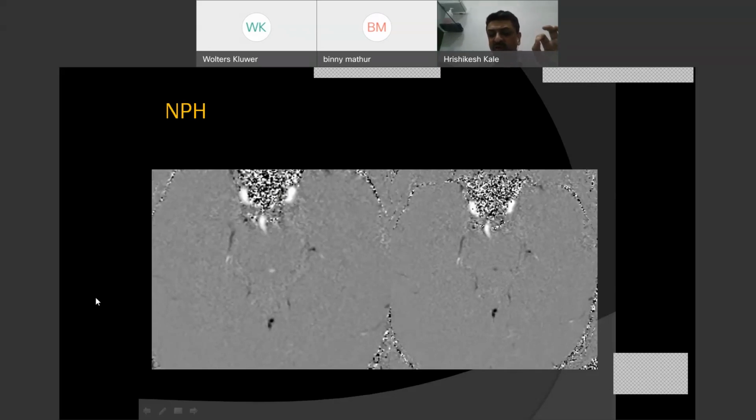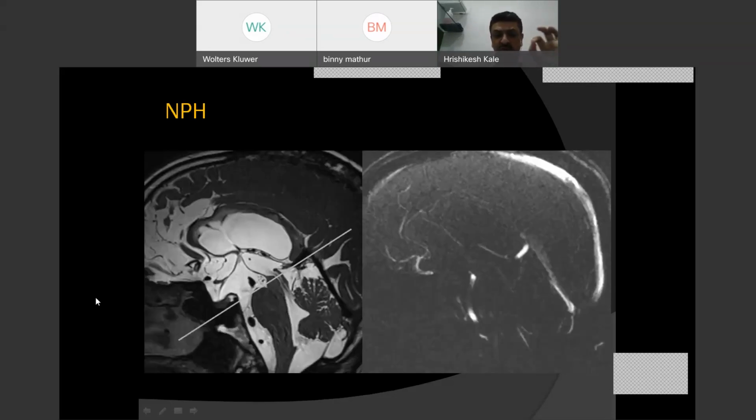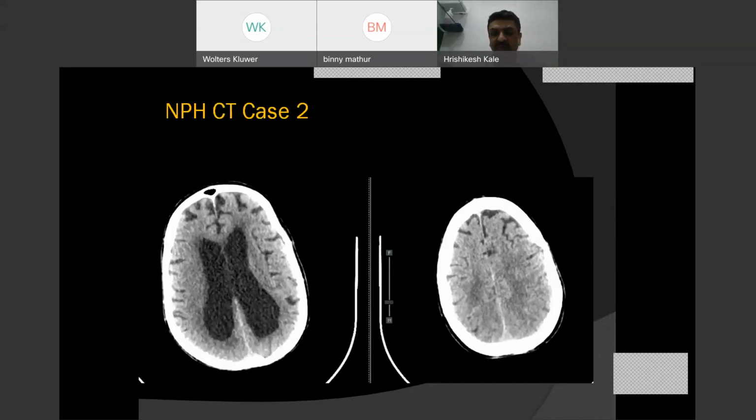But you have to be careful how you position and how you obtain this. Ideally, it has to be perpendicular to the aqueduct. Even a small change in this angle can significantly change your measured velocities. So this is a very technically challenging way of evaluating for NPH. So it has fallen out of favor in many places. But this is something which can be useful in evaluating for NPH.